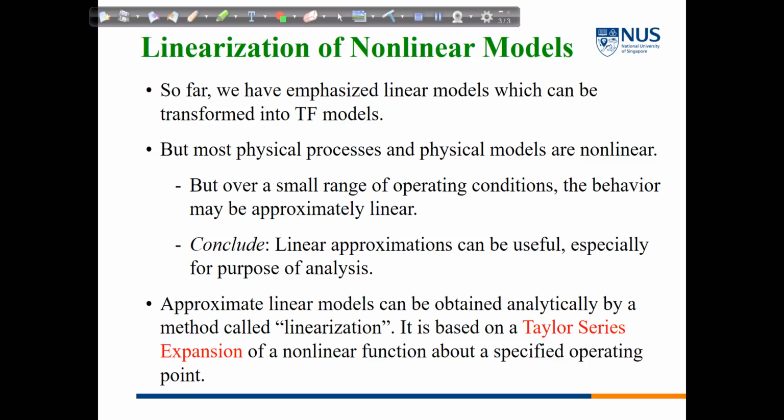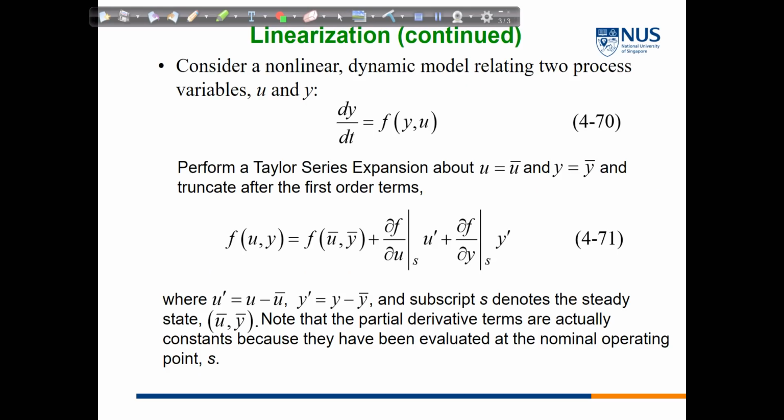So linear approximation can be very helpful, especially just for the analysis. These linear models can be obtained analytically by a method called linearization. It is based on Taylor series expansion of a nonlinear function about a specific operating point. So two important points here are to conduct a Taylor series expansion based on a specific operating point. So let's have a look at how to do this.